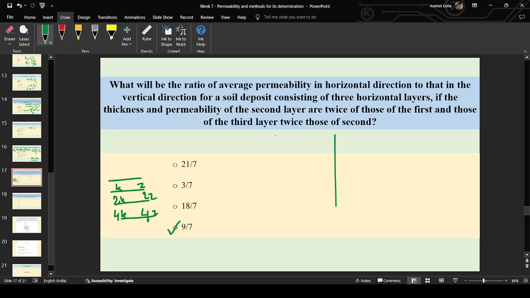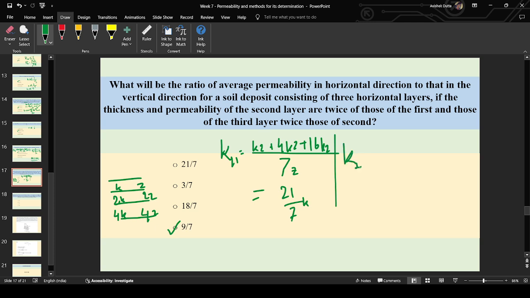So when it is parallel, K parallel will be equal to kz plus 2 into 2, 4kz, plus 4 into 4, 16kz, divided by 4 plus 2, 6 plus 1, 7z. We'll get 21 by 7k. It can be 3k anyway.